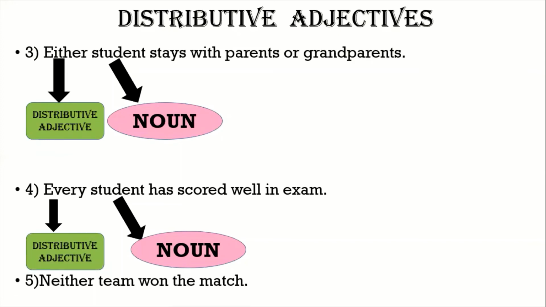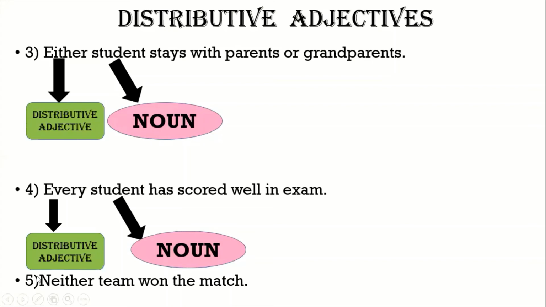Last one: neither team won the match. In this, team is the noun. I have not highlighted it now. Just a last example: team is the noun, and neither team won the match means none of the teams, no team won the match. So neither is used in a negative sentence, either is used in a positive sentence. Either means both sets, but neither means none of the teams won the match. Clear? Neither is also a distributive adjective, highlighted here.